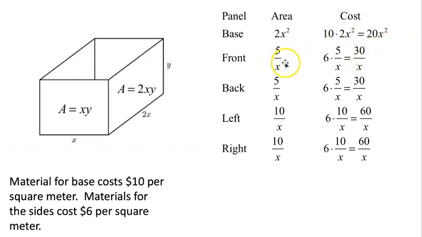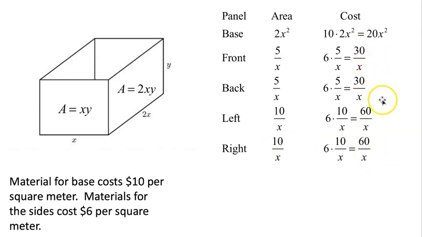The front, the area was 5 over x, but it cost $6 per square meter. 6 times 5 over x, 30 over x, same for the back. 6 times 5 over x, 30 over x. The left was 10 over x, but it also cost $6. 6 times 10 over x, 60 over x. The right, 6 times 10 over x, 60 over x. Add all these together.